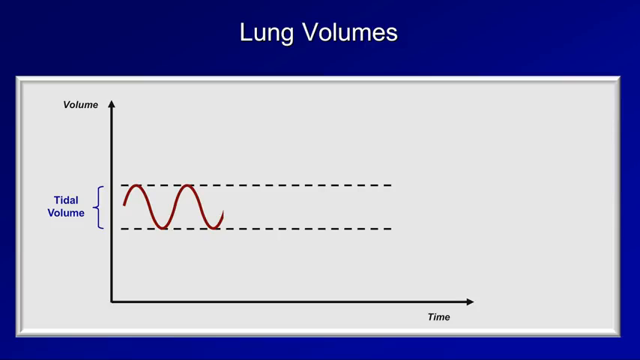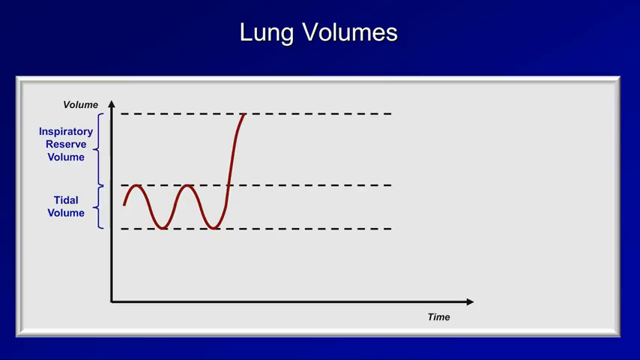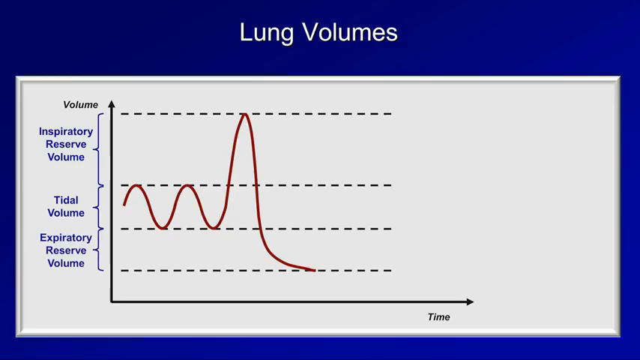Imagine the patient is then specifically instructed to inhale as deeply as possible. The amount of volume the person has now inhaled above the normal tidal volume is called the inspiratory reserve volume. The patient is now asked to breathe out as completely as possible. The additional volume exhaled beyond what is exhaled during normal breathing is the expiratory reserve volume.